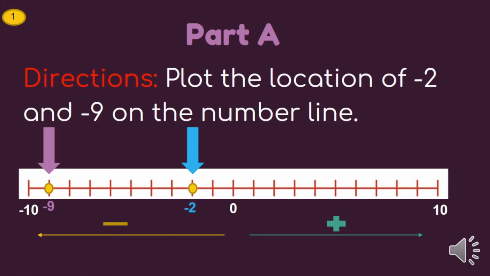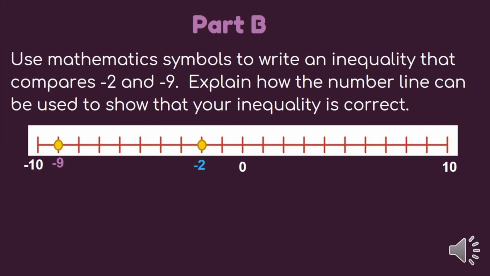Now let's look at part B. Part B says, use mathematic symbols to write an inequality that compares -2 and -9. Explain how the number line can be used to show that your inequality is correct. Let's look at what this is asking us to do.